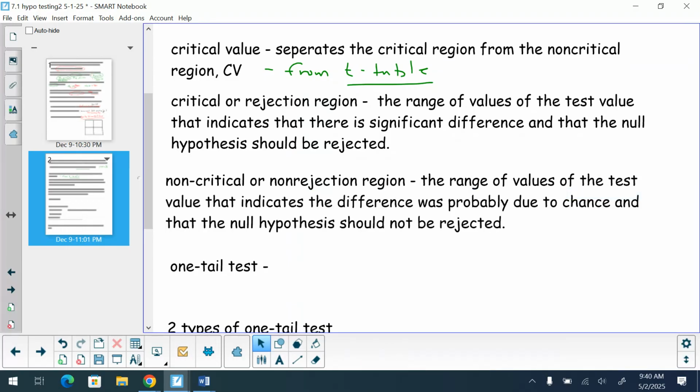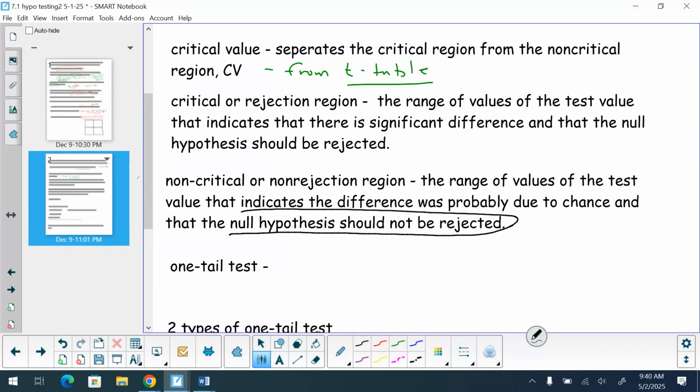Then you have the non-critical region. It is the exact same thing, but what changes is at the very end, the null hypothesis will not be rejected. So it's the exact same thing that we just wrote up above: a range of test values that indicate the difference was probably due to chance, and that the null hypothesis should not be rejected.